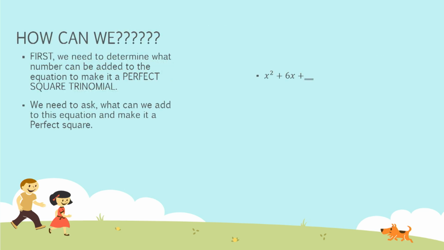First of all, I want us to look at this. It says, how can we? First, we need to determine what number can be added to the equation to make a perfect square trinomial. We've seen this equation before, and what did we have? We had a 9. Exactly right, because 9 is a perfect square. When we factor it, we get the perfect square as 3 and 3, and 3 plus 3 is 6. So that's how we are using these.